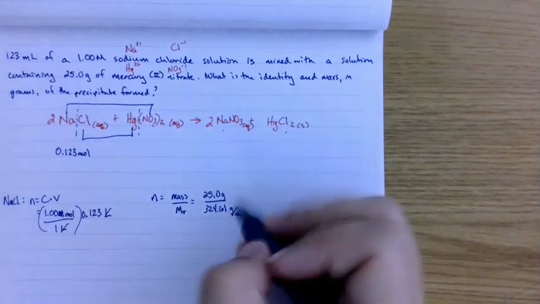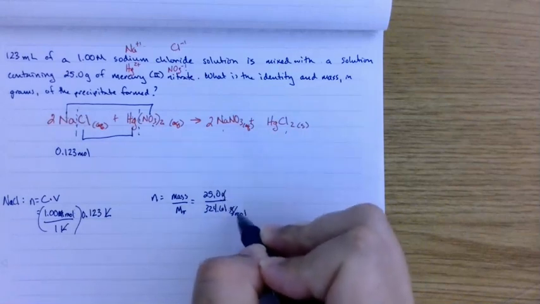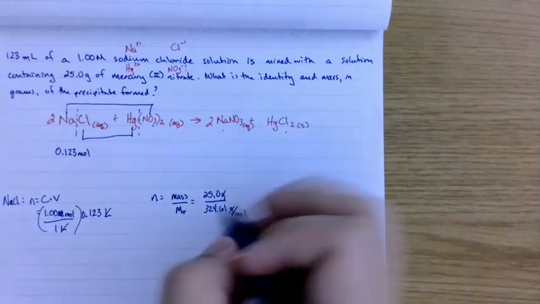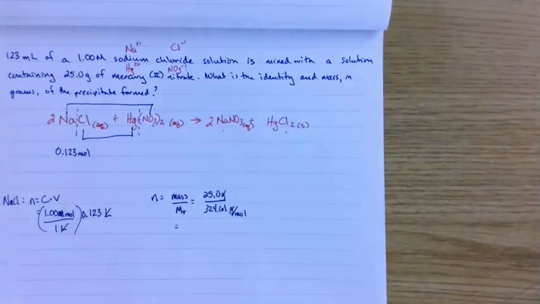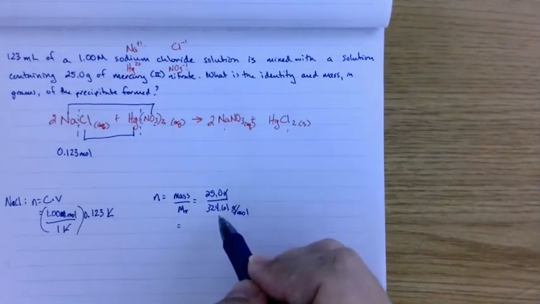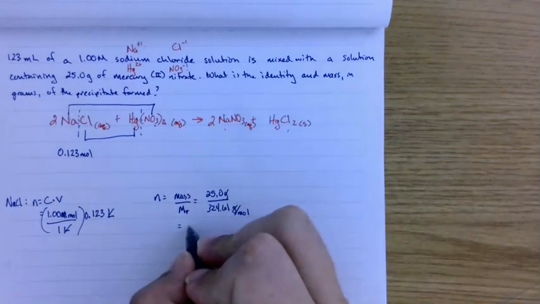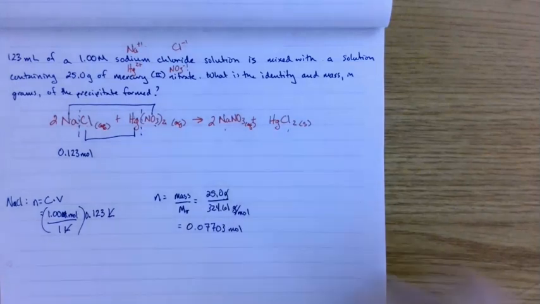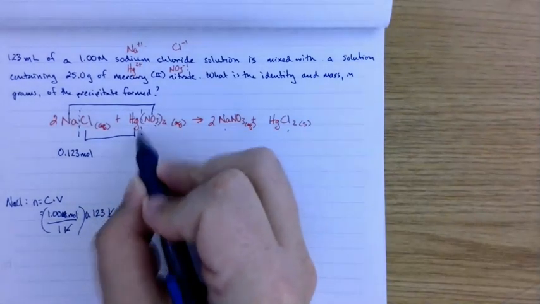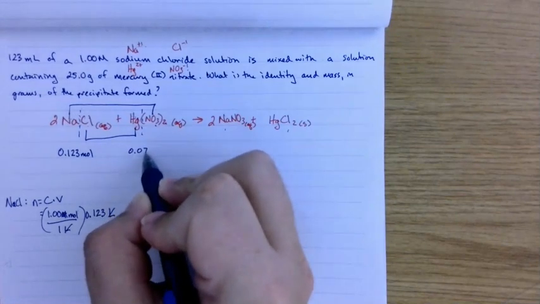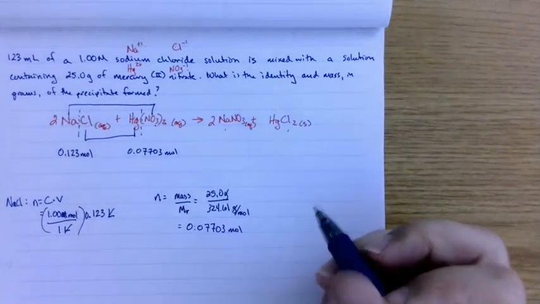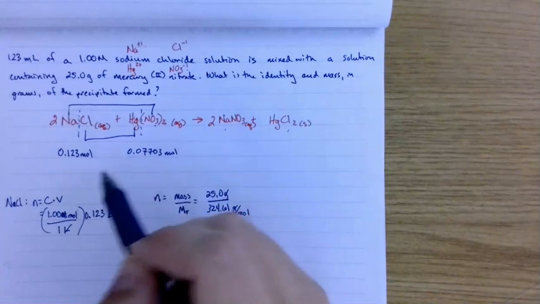All right, so the grams cancel here, and we're left with 1 over a mole in the denominator, which means we have a mole. All right, so our moles of mercury 2 nitrate is 25 divided by 324.61. We have 0.07703 moles. So I'm going to write that up here underneath mercury 2 nitrate, 0.07703 moles.